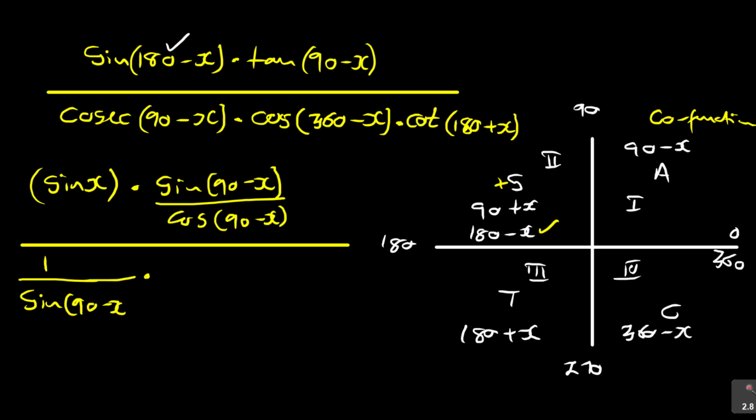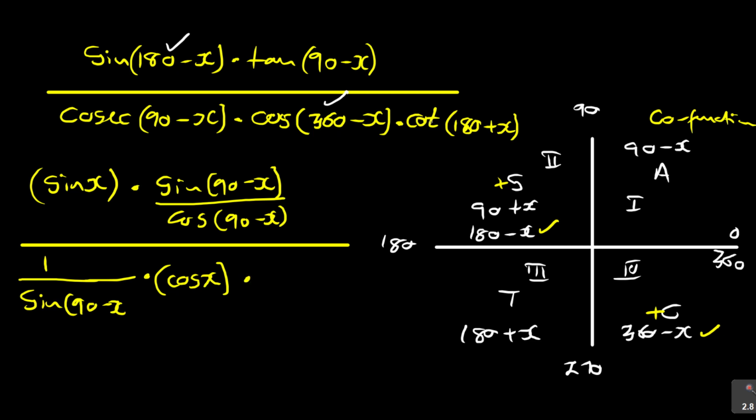Now look at this, when I'm looking at cos(360 minus x), which quadrant am I in? I'm in the fourth quadrant, and what is cos? There is cos, it's positive, so this becomes cos x. Now what about cot?